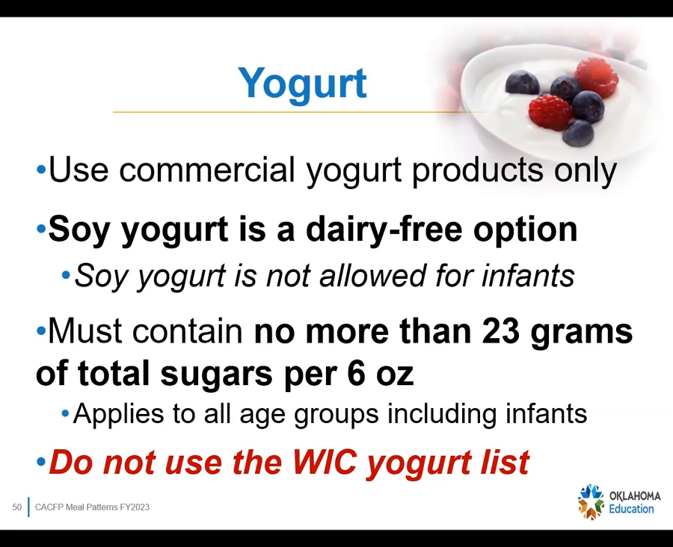And then there are sugar requirements for yogurt. You can have no more than 23 grams of total sugar per 6 ounces. And this goes for anybody on CACFP.